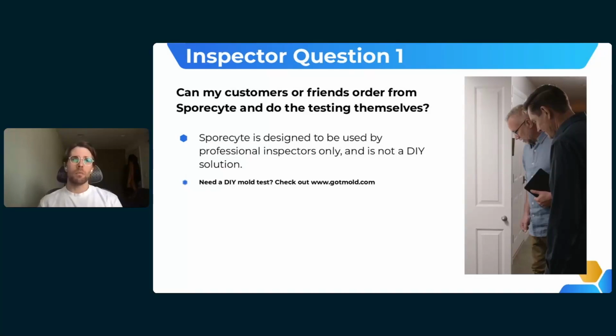Now, there are some DIY kits out there that you could direct them to, such as Got Mold. They are really focused on the direct-to-consumer DIYer market, where we are really designed for professional inspectors.